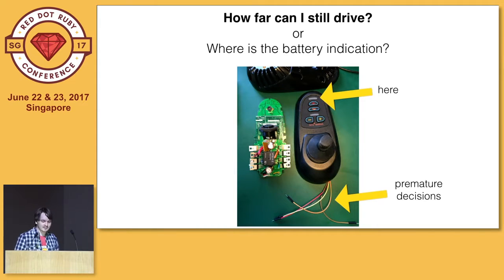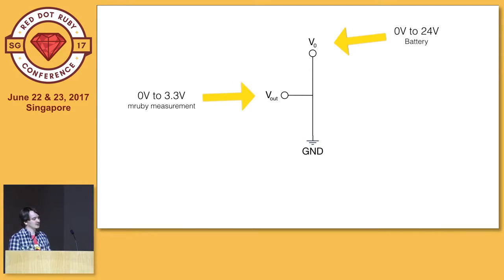But let's not admit the mistake. Let's just build my own battery indicator. So how does that work? Very simple. I won't go into electrical details here. There's just one problem. The battery has 24 volt, and you can indicate the load of a battery by looking at the voltage and the voltage drop if it gets some load on it. The problem is that with mRuby and the ARM processor I'm using, I can only measure 0 to 3.3 volt.